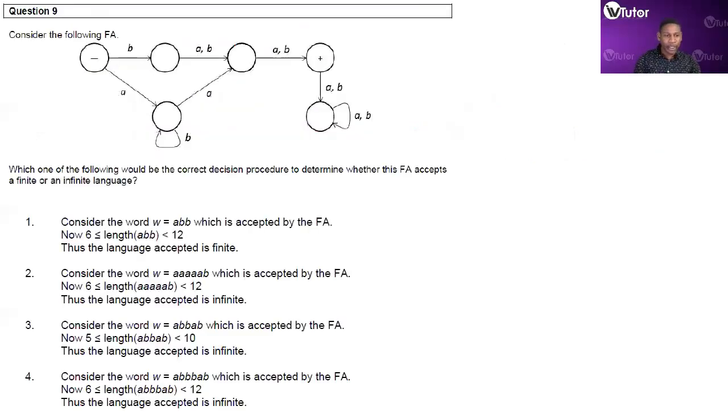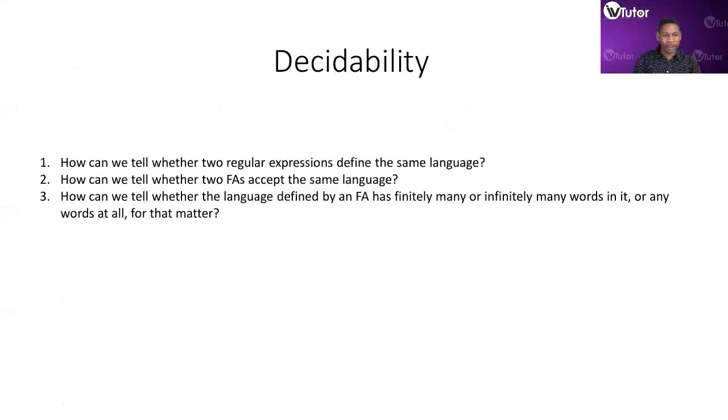We are given the finite automata. We're also going to come back to this question. We just need to cover the topic of decidability. That's it for the properties of regular languages.